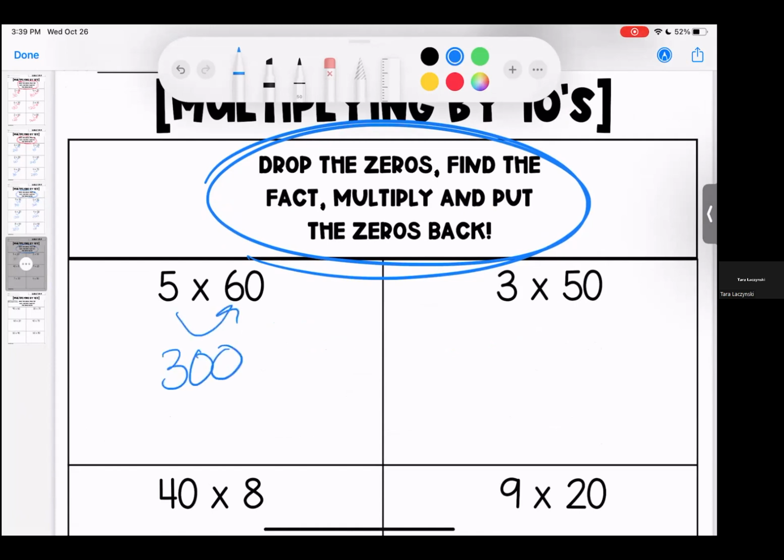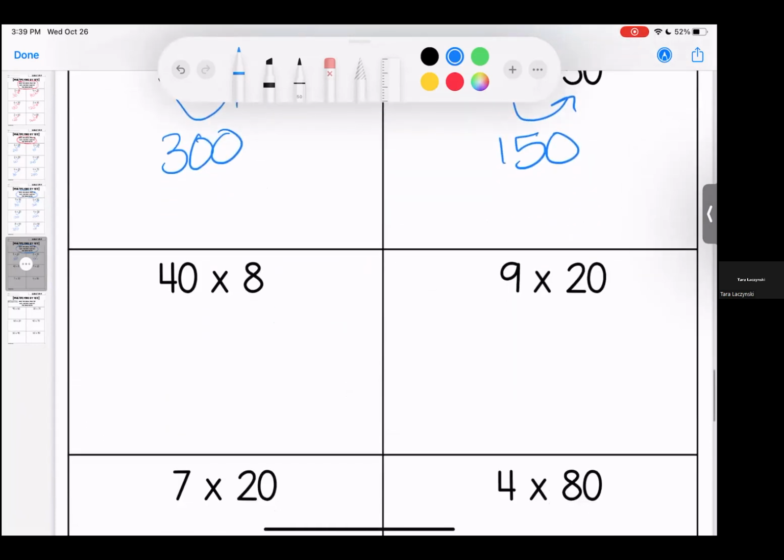We have a zero. So 5 times 60 is 300. 3 times 5 is 15. We have a zero. So 3 times 50 is 150. 4 times 8. Remember our doubles. 32. We have a zero. 40 times 8 is 320.